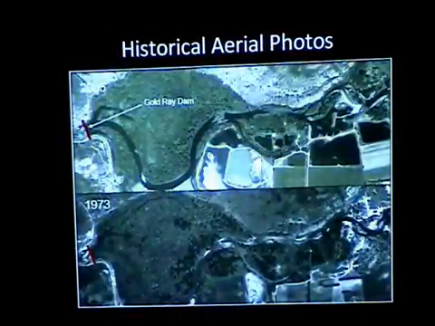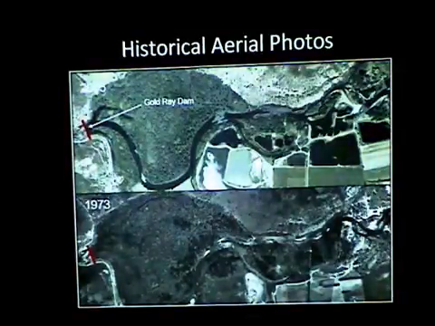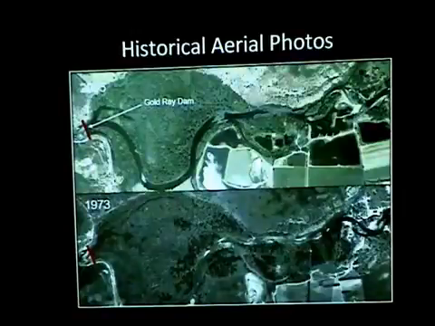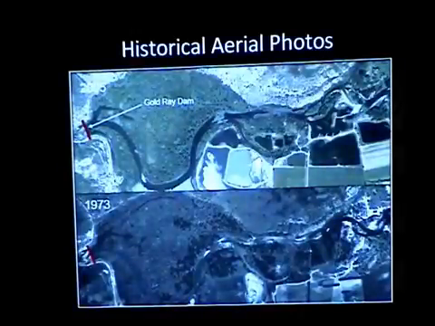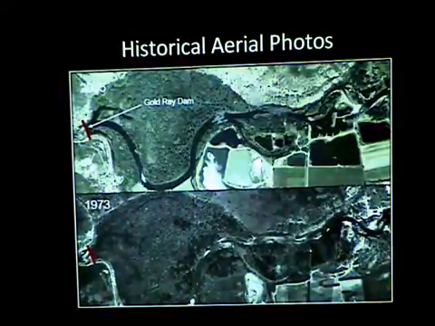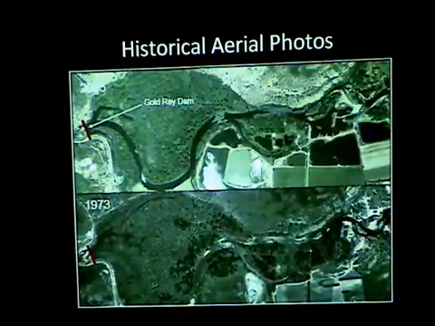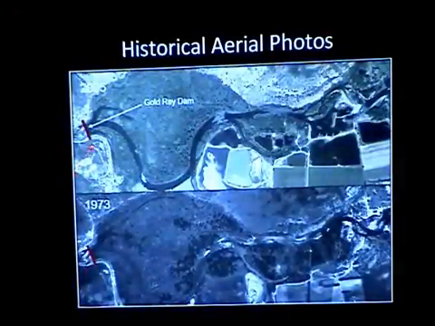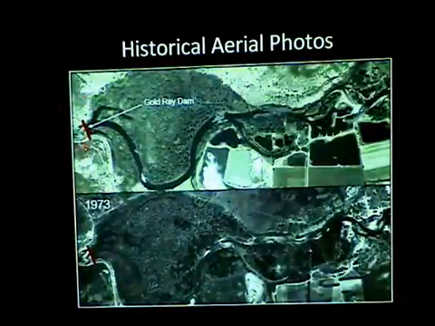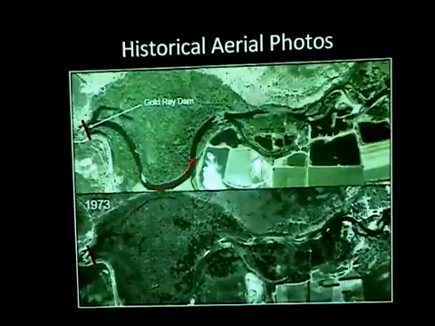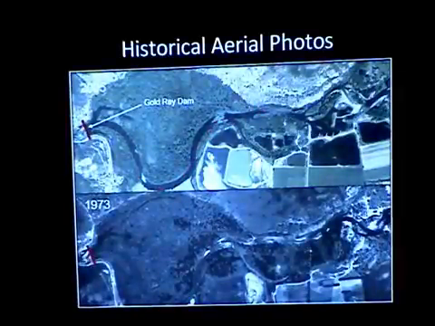And then the other thing that we do when we're going through this process is we look at the historical aerial photos. And that also gives us a lot of insight into what's going on in the system and in the river and how the river responds as well. This is an interesting comparison. So these are identical photos, one in 2005 and one in 1973. You can see where the dam's at. So this is pretty much the current configuration.